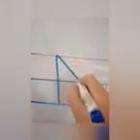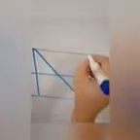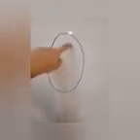N, capital N. Start from the top and draw a standing line like this. Go back to the top, draw a slanting line to the right. Now draw another line up to the top. O, capital O.